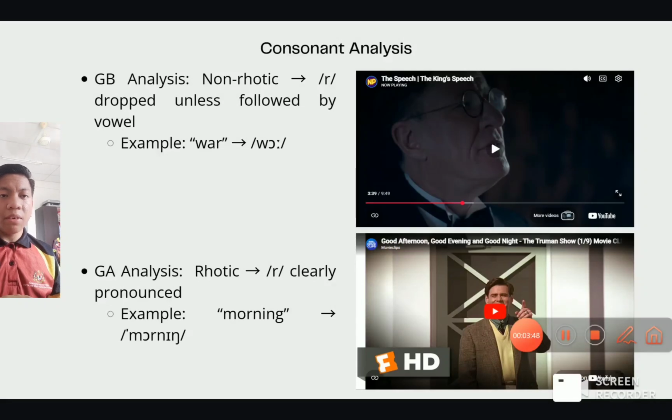As you can clearly hear, the person said war. The R is not heard because it is dropped. And then, for the General American analysis, the consonant is rhotic, meaning that the R is clearly pronounced. For example, morning.